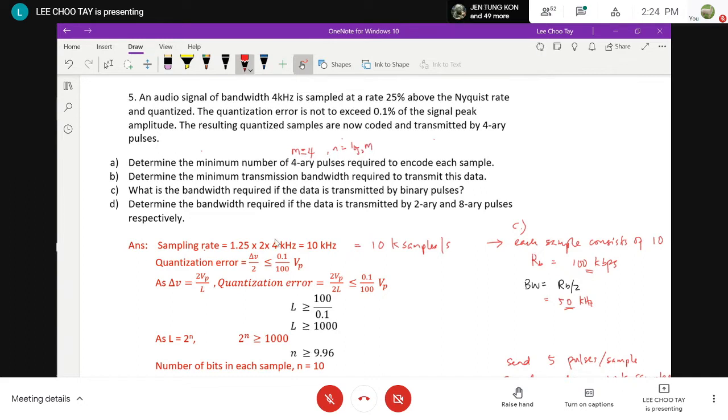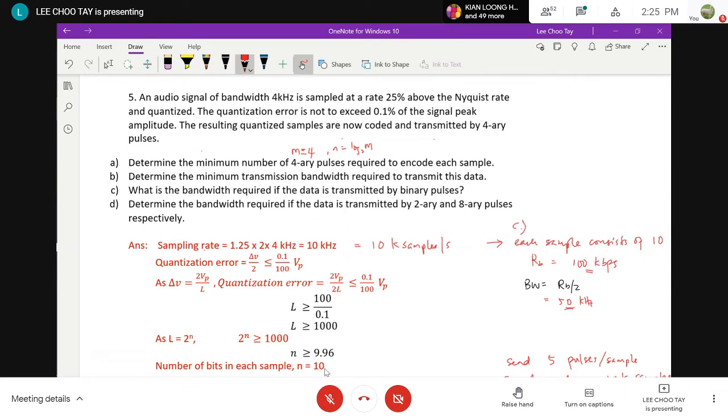This n is not the same as the earlier n. The earlier n is the number of bits encoded in each sample. This n is the number of bits that you can carry with one pulse. Now in each sample we have 10 bits. If we use M-ary pulses, meaning M equals 4, each pulse can carry 2 bits of information. Am I right? Each pulse can carry 2 bits of information.